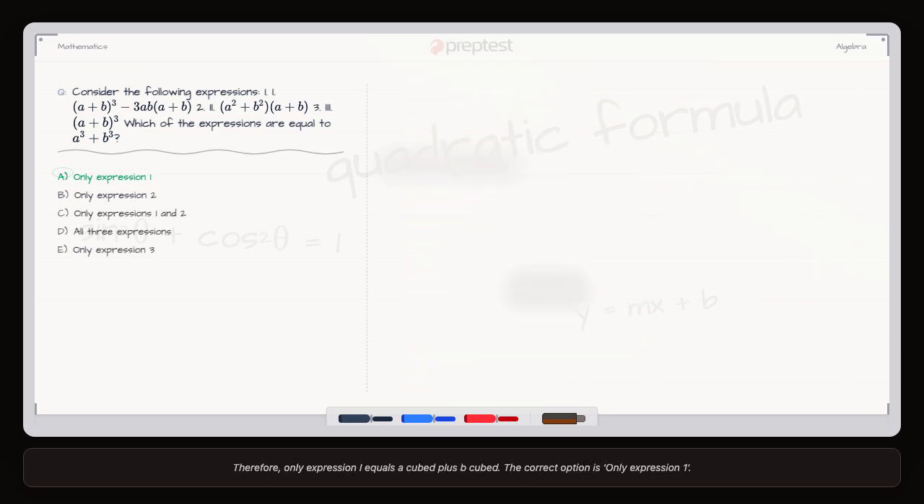Therefore, only expression I equals a cubed plus b cubed. The correct option is only expression 1.